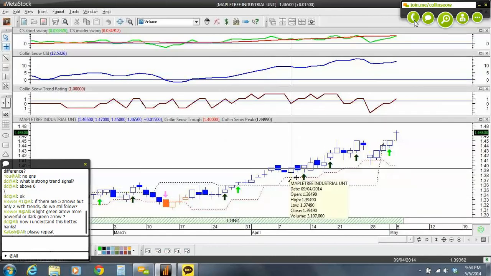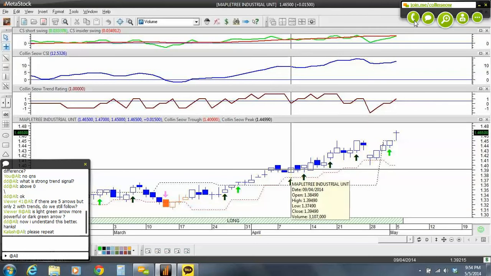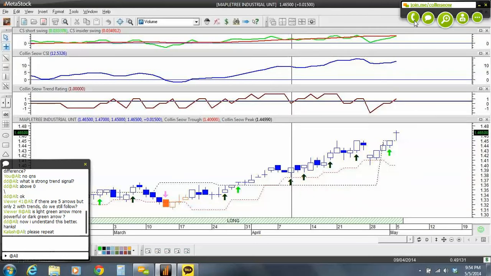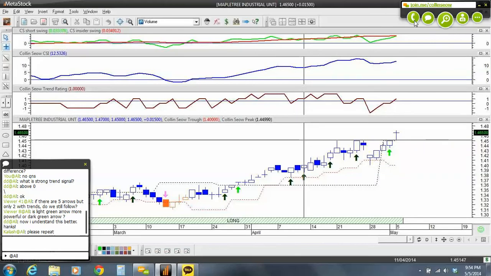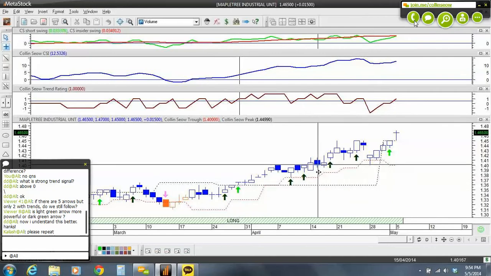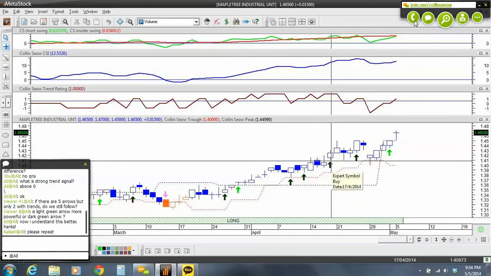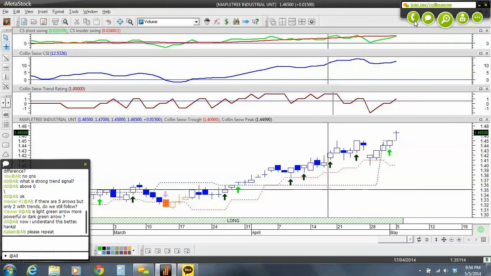Follow? Then the third arrow is above the peak line. The peak line is here. It's above the peak line, but no trend rating, so it's also not valid. The fourth one here, yes. This one is above the peak line and also has trend rating. So this is the second valid signal. 1, 2, second valid signal. This one is the third valid signal because this one is above the peak line.